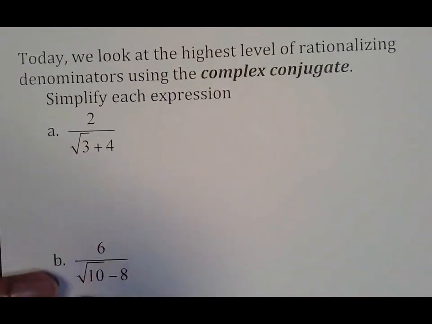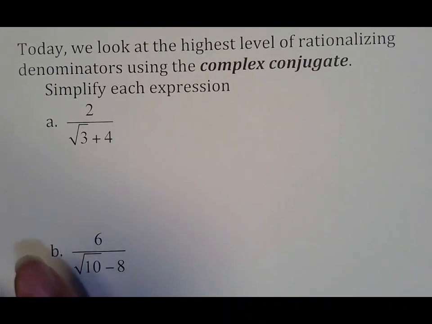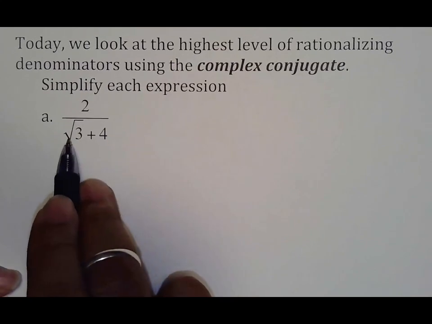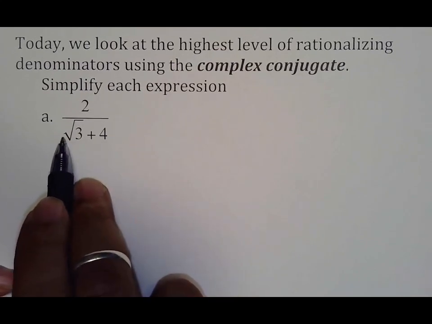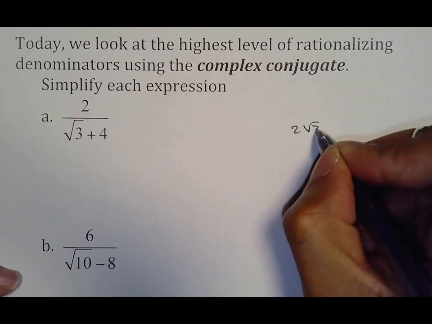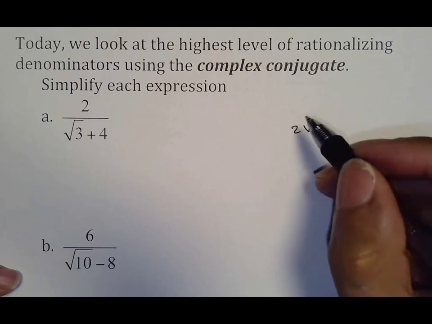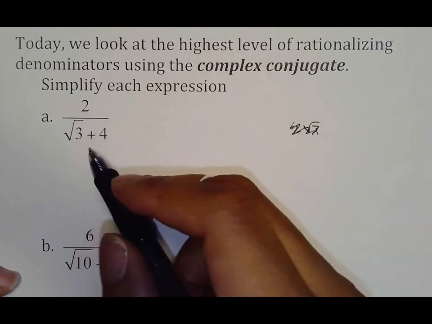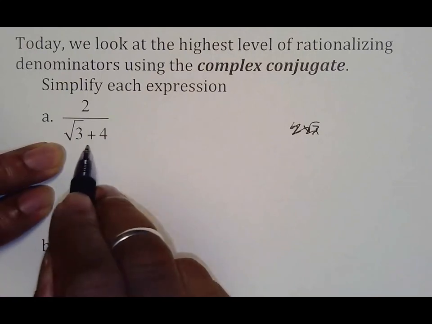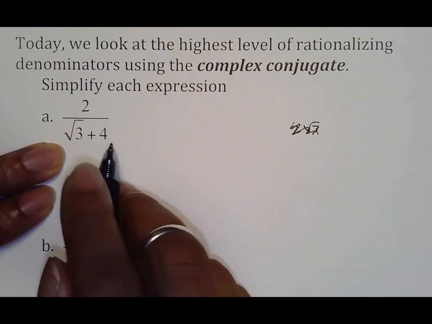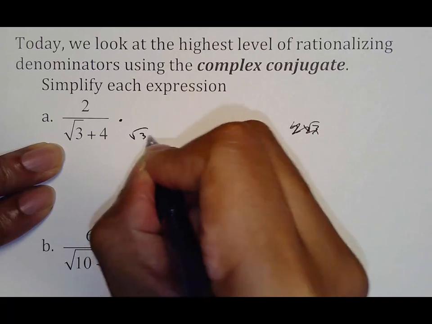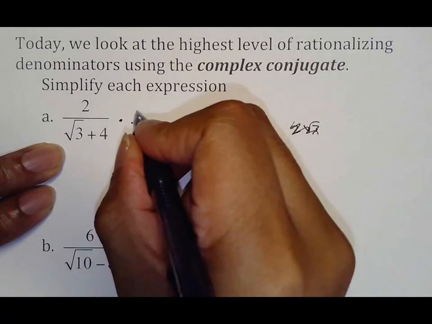Today what we're going to do is look at the highest level of rationalized denominators, which is called the complex conjugate. The reason this is important is because it's not just a radical or a number being multiplied. If this was 2 root 3, I would just multiply by root 3 and that's fine. This is root 3 plus 4. So what we have to do now is multiply by the conjugate that we talked about a couple of lessons ago, which is root 3 minus 4.